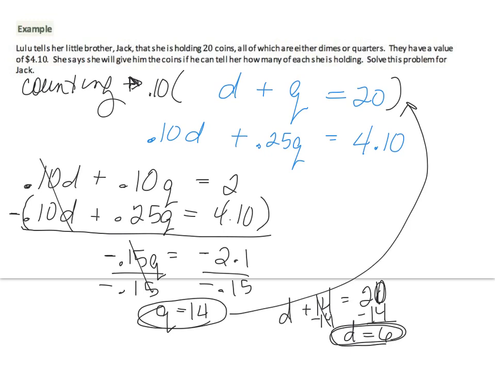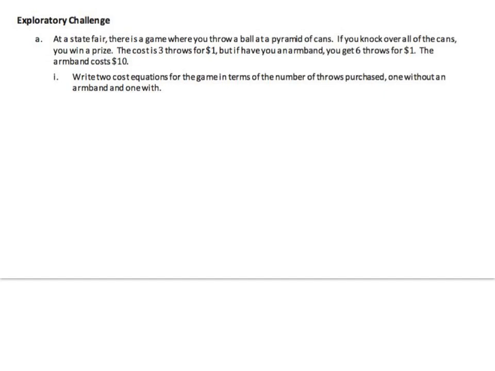I'm going to check my math. 14 times 0.25 plus 6 times 0.1 gives me 4.1, $4.10. Yay. Cool. All right, exploratory challenge. I'm going to take it a little deeper.